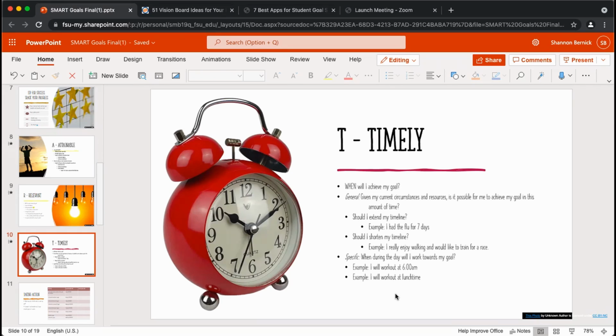I will work out at 6 a.m. So this will work for you if you're a morning person. If you're not a morning person, you could change that to 6 p.m. Or, of course, you could say something like, I will work out at lunchtime. And this is a great time to work towards a goal, especially if you're someone who works long hours or if you have a lot of responsibilities throughout the day.